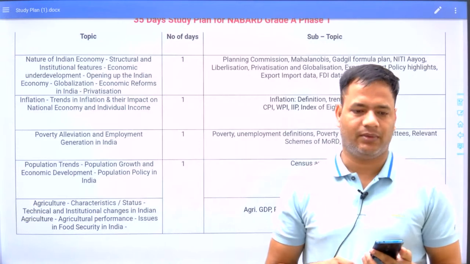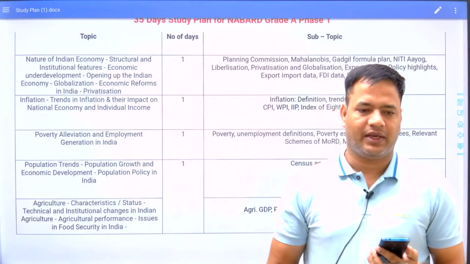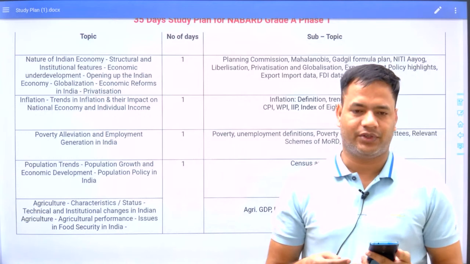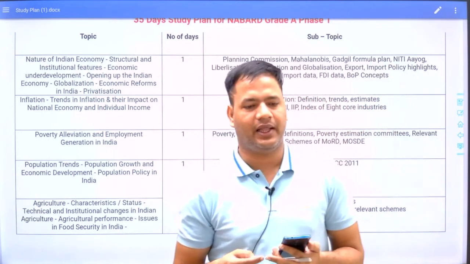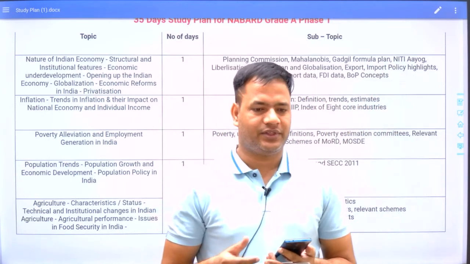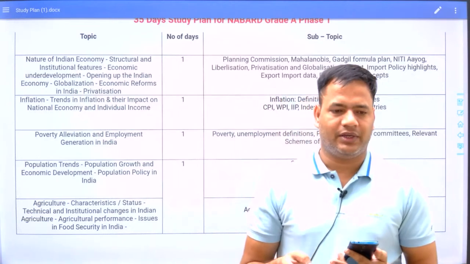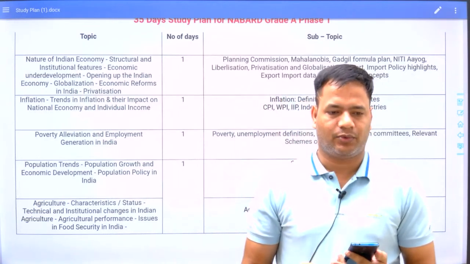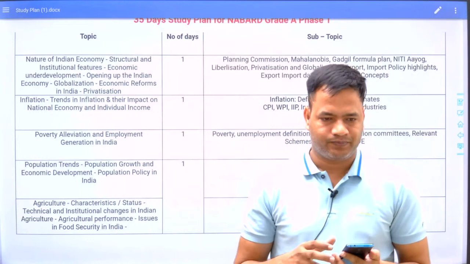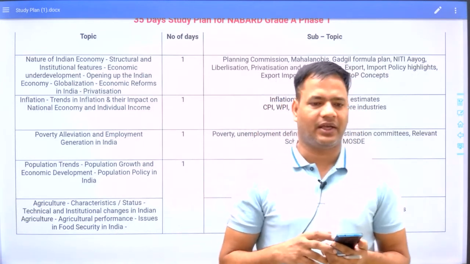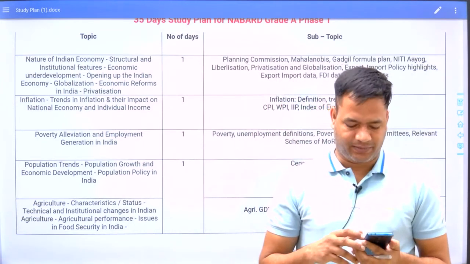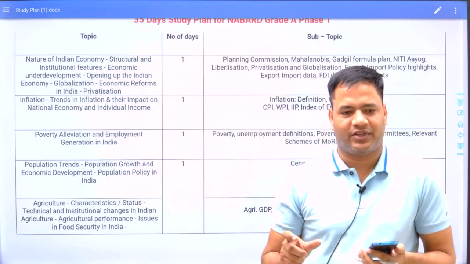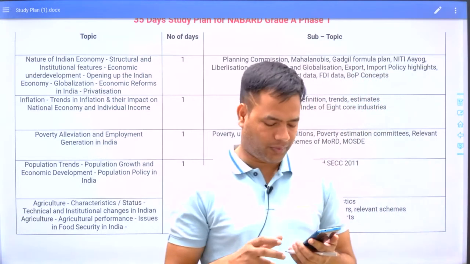You can find those schemes, like MSME schemes are there, education related schemes are under the education topic, health related schemes are under the health related topic, and in the poverty alleviation chapter, schemes relevant to poverty alleviation and unemployment are covered. You can find them in every chapter, 11 chapters, and we have clearly mentioned it in the name of the topic.